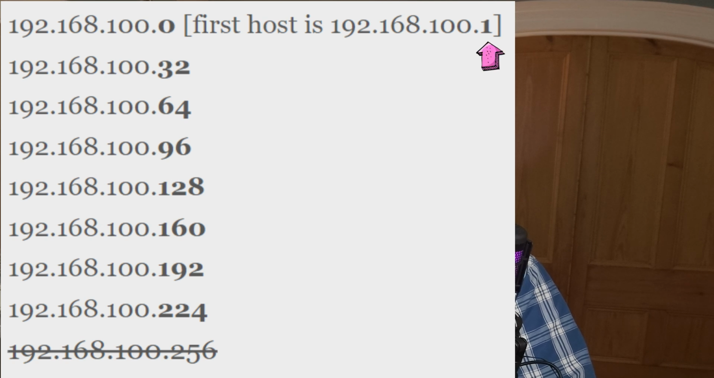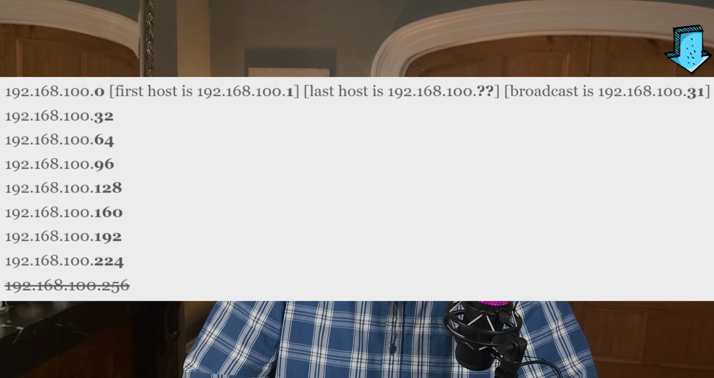So, our first usable host IP address will be 192.168.100.1. To calculate the broadcast address, we subtract 1 from the start of the next network address. Our next network address starts with 32 in the 4th octet. So, 32 less 1 is 31. 31 is our broadcast IP address.